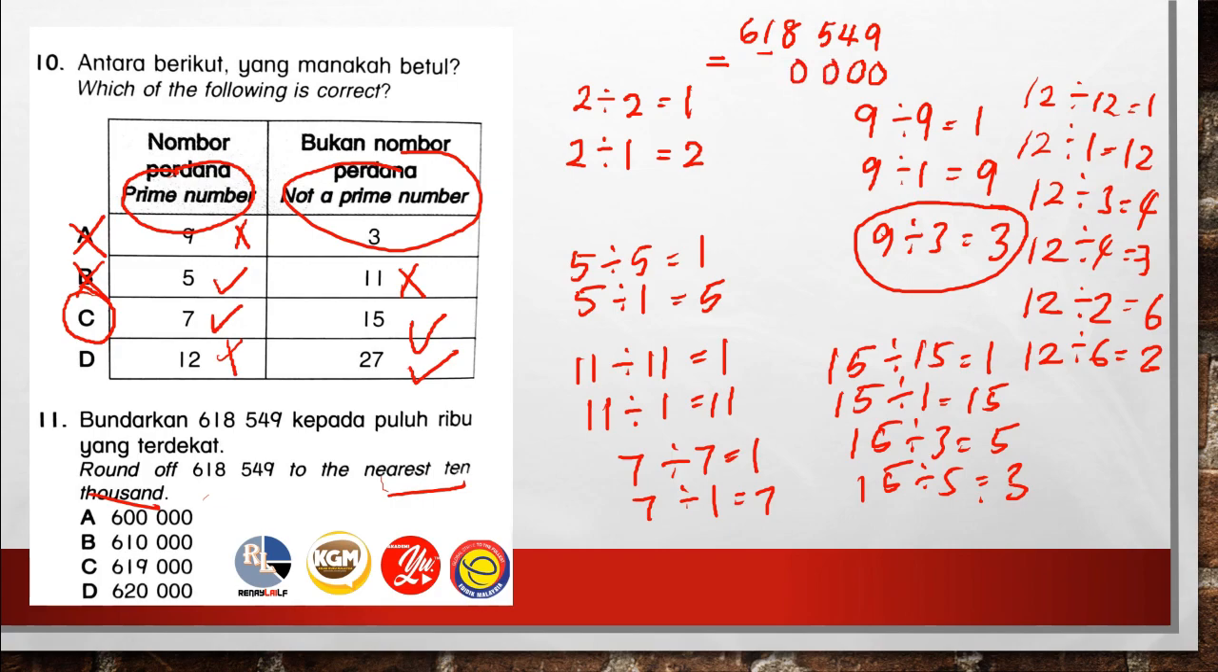Okay, let's look at the second digit. Remember, I told you, look at the second digit. If it's 5 or more, 5, 6, 7, 8, 9, you are going to plus 1 to the 10,000s place value. So plus 1. 1 plus 1 is 2. So the answer is 620,000.